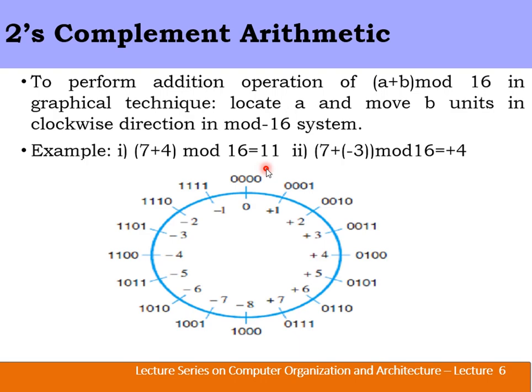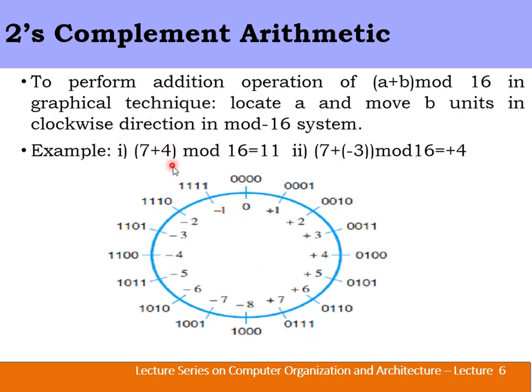It is going to give the result as 11. So now the first number is considered to be a and the second number needs to be considered as b. So first you need to locate 7 in this circle. So 7 is available at this place. So 7 value is 0 1 1.